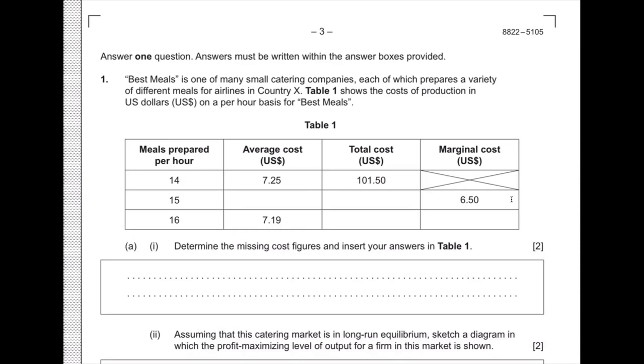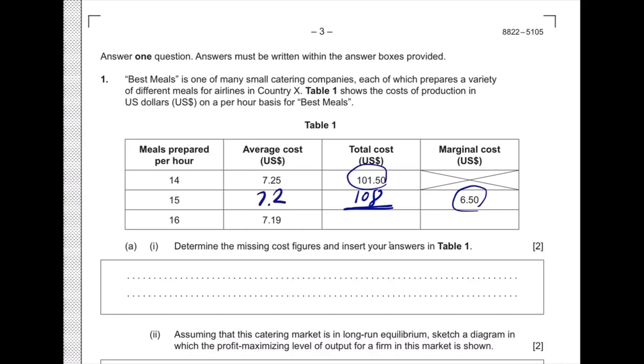First, for the total cost, I can calculate this by using marginal cost and the previous total cost. Since marginal cost is the additional cost that you spend to produce one more unit from the previous level, I added 6.5 to 101.5 to get total cost for quantity 15, which is 108. And I divided this with quantity 15 to get the average value, 7.2.